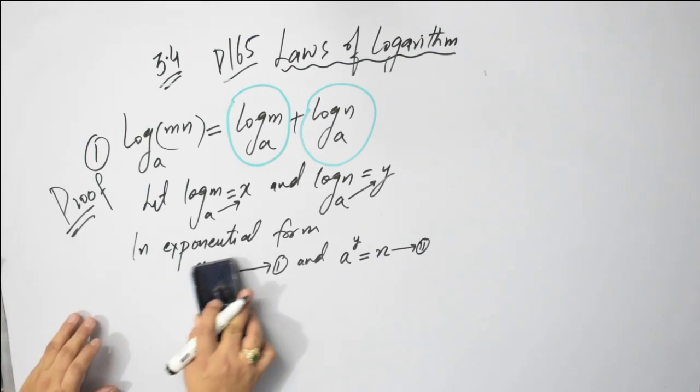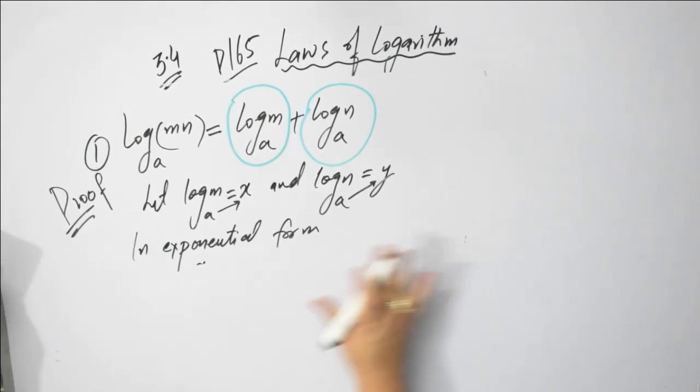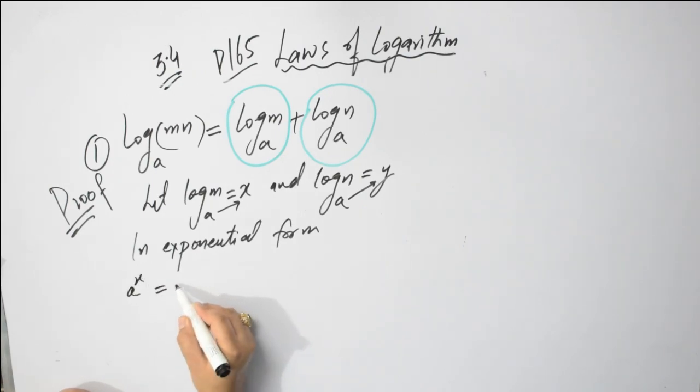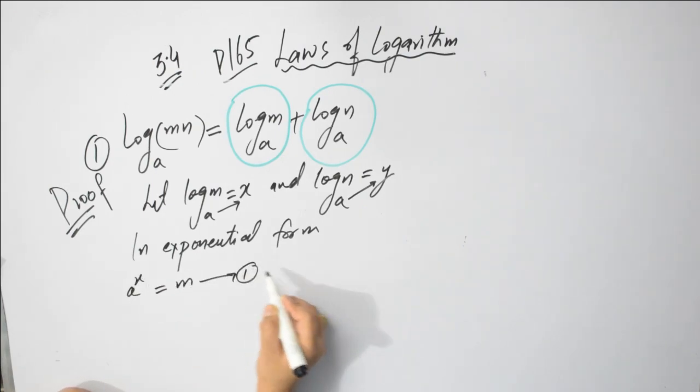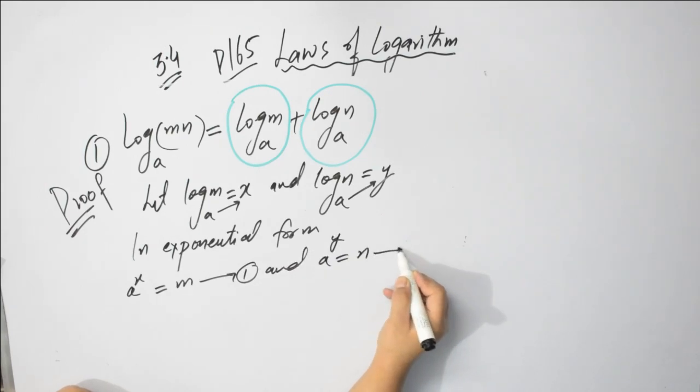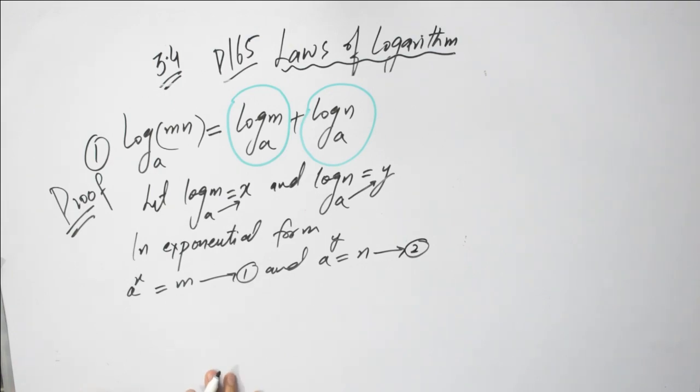यहाँ थोड़ा सा इधर करके लिख देती हूँ क्योंकि मुझे स्पेस चाहिए होगी. यहाँ लिख लेते हैं a power x is equals to m, it's 1, and a power y is equals to n. इसको हम नेम दे देते हैं 2.